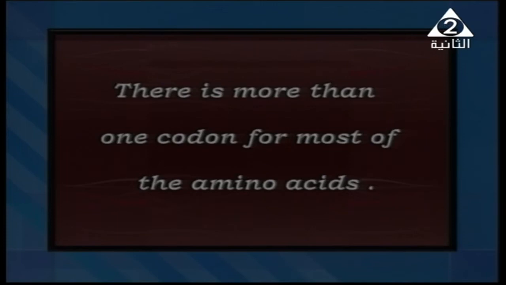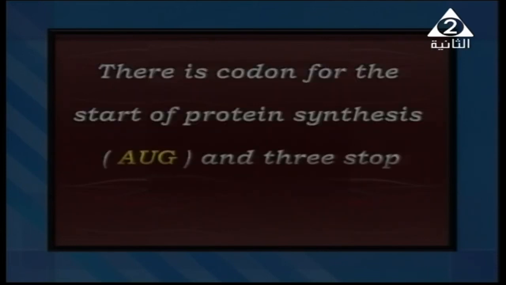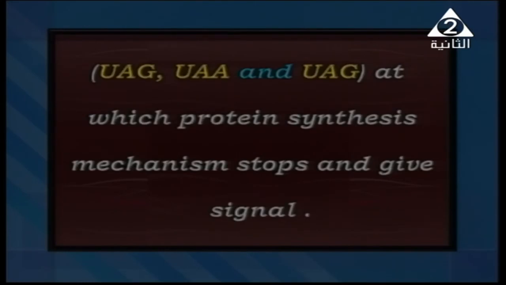And there is more than one codon for most of the amino acids. Also, there is a codon for the start of protein synthesis, called AUG, and 3 stop codons. They are called UAG, UAA, and UGA, at which the protein synthesis mechanism stops and gives a signal.